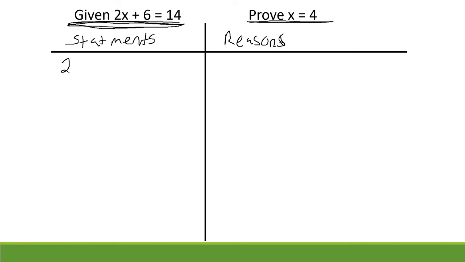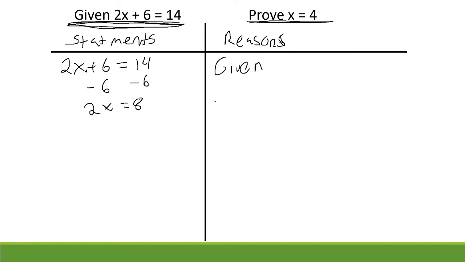So we're going to start with 2x plus 6 equals 14, and my reason is going to be given. This is how you start every two-column proof, especially in the geometric sense, is you always start with just restating your given statement. 2x plus 6 equals 14 because it's given. Okay, so then what can we do? Well, if we're doing it math style, we just subtract 6 from both sides, right? And we get 2x is equal to, let's see here, that would be 8.